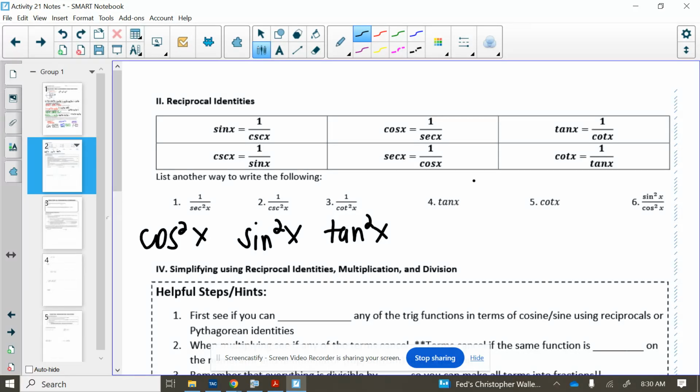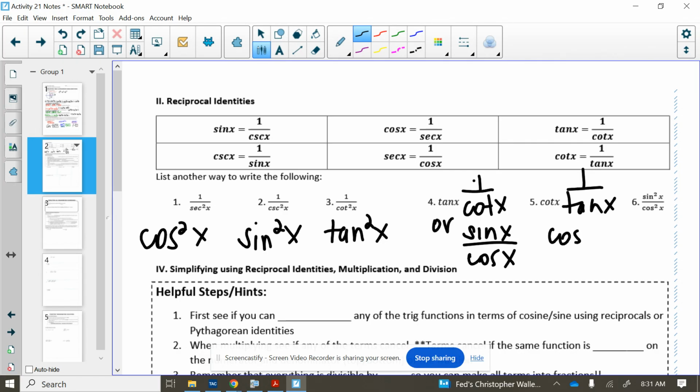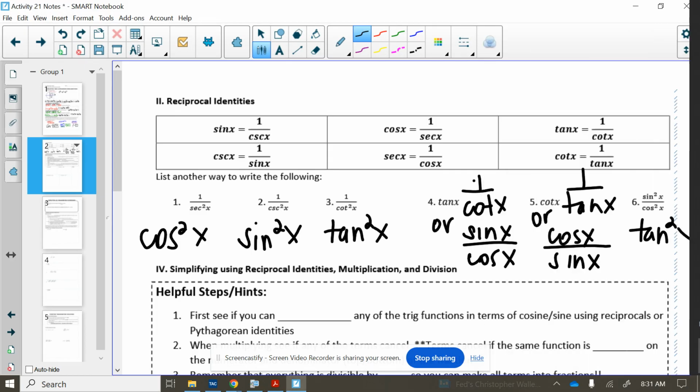Tangent we could write a couple different ways, either as 1 over cotangent, or, as a reminder, this could also be rewritten as sine over cosine, depending. Same thing with cotangent, it's either 1 over tangent or cosine over sine. And then last but not least, sine squared over cosine squared can be rewritten as tangent squared if needed.